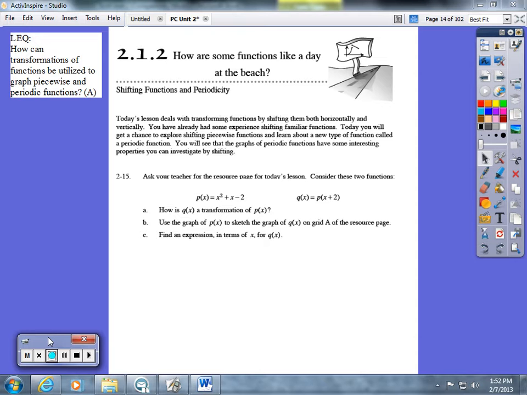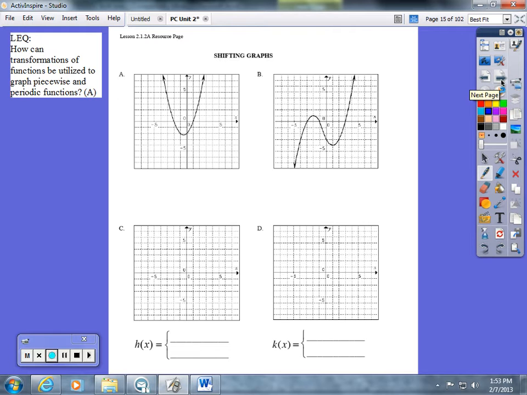You all have the resource page, so if you need help with number 15, how is Q of x a transformation of P of x? Well, Mariah already answered for us that it is left 2. Use the graph that you have to sketch that. So you would take this parabola and move it to the left 2. So you take all of your points and move them left 2. I would use points that you can see on your grid to do that. And again, it's just a sketch. Remember, a sketch is better than a kindergartner, but it doesn't necessarily need to be a work of art.